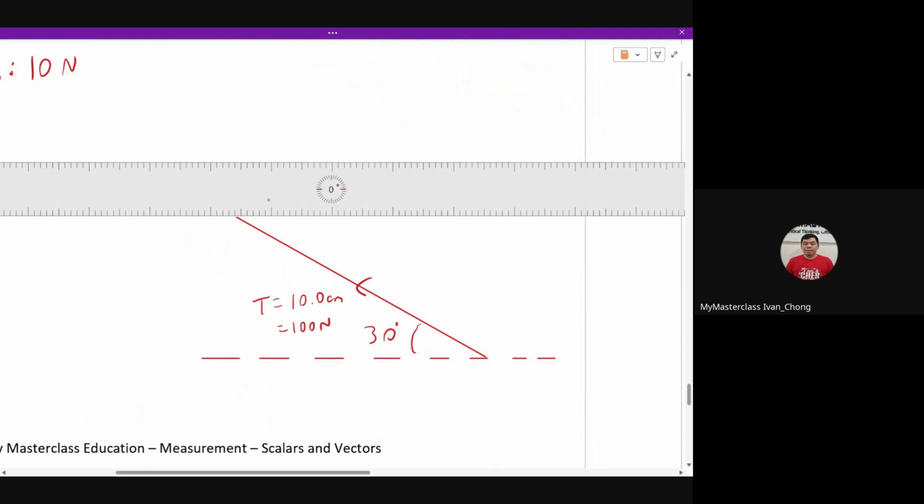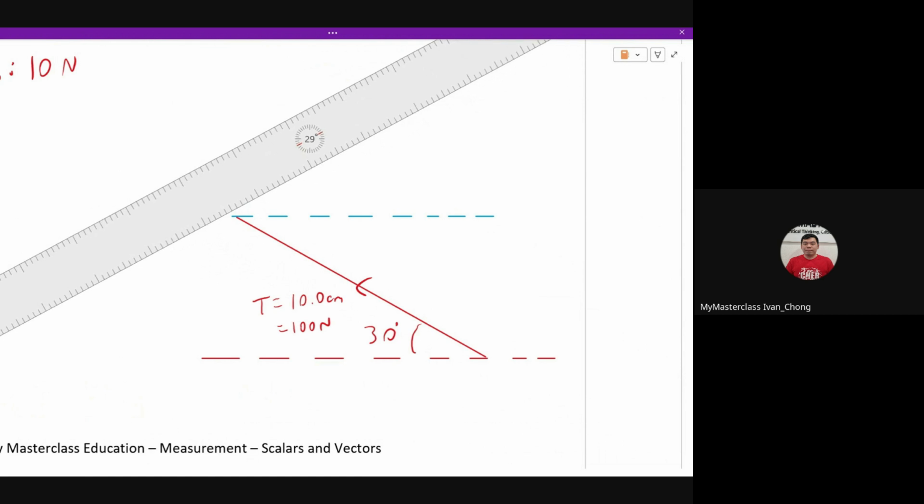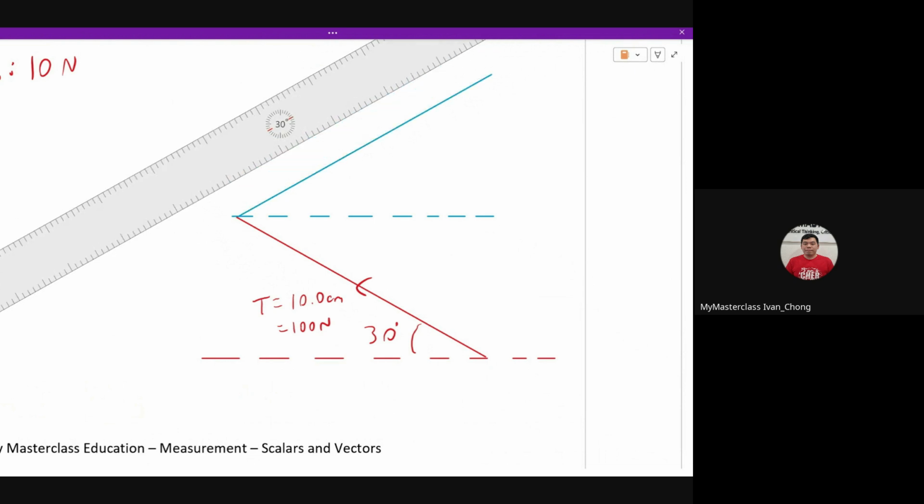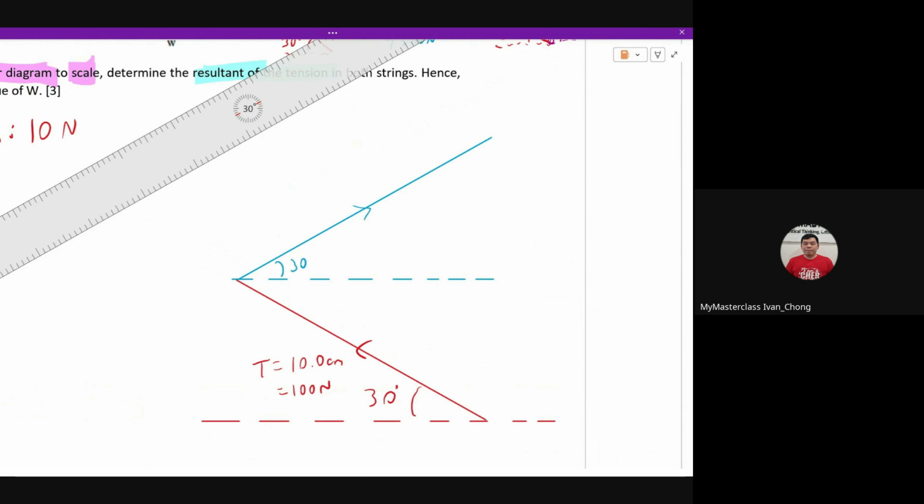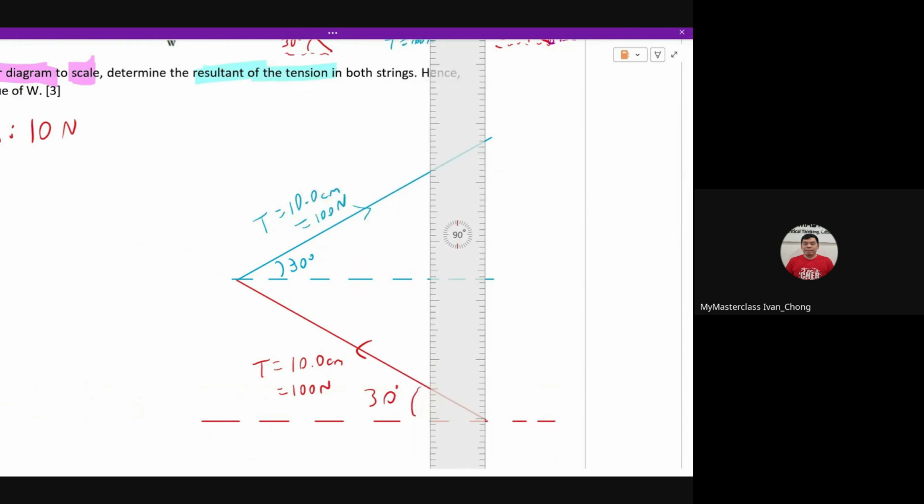And I will just draw a dotted line and measure the same 30 degrees upwards from the same point. Draw up, and you'll notice that I have 30 degrees here. So whatever angle you measure, make sure to always label it, and this is 100 newtons. And last but not least, if you draw it perfectly correctly, you'll notice that the value should end up very nicely.